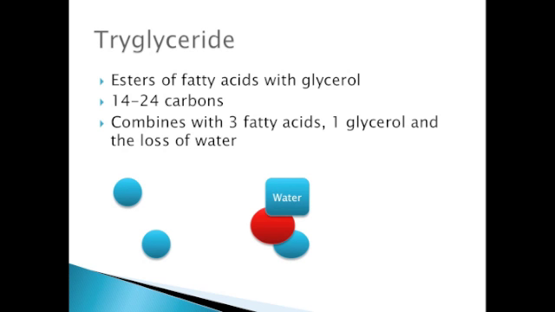So we're going to learn about triglycerides, and we need to know what they are before we actually do. Triglycerides are esters of fatty acids with glycerol. The average length range of triglycerides is between 14 and 24 carbons, and they're made with 3 fatty acids and 1 glycerol, given the fact that water is gone from the mixture.